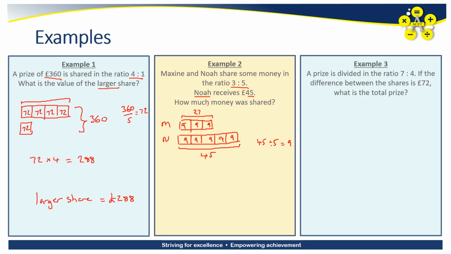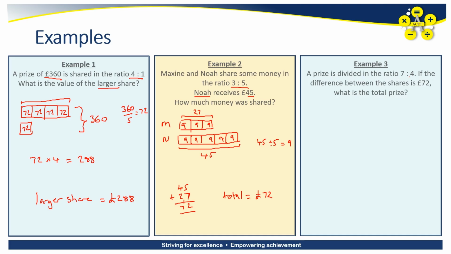But if I go back to the question, we're interested in how much money was shared. So I'm not interested in just Noah or just Maxine. I'm interested in the total. So I'm adding that 45 and that 27 to answer this question. So I'm using column here. Look, 5 plus 7 is 12. 4, 5, 6, 7. So how much money was shared? That total was £72.